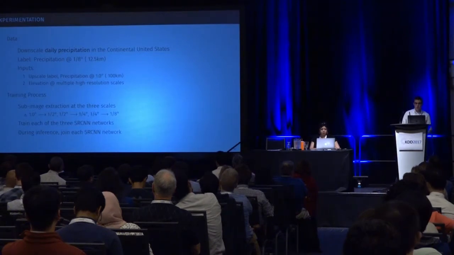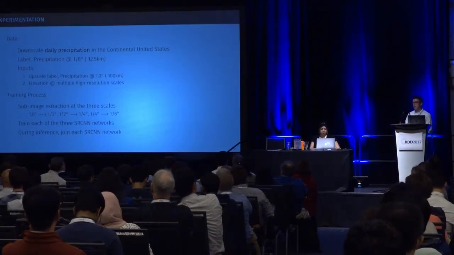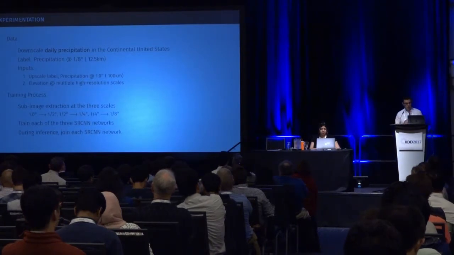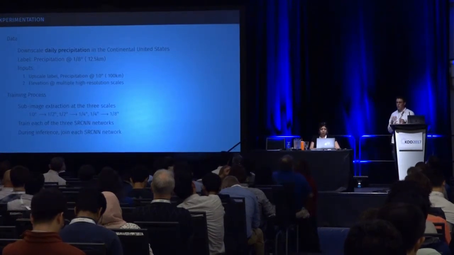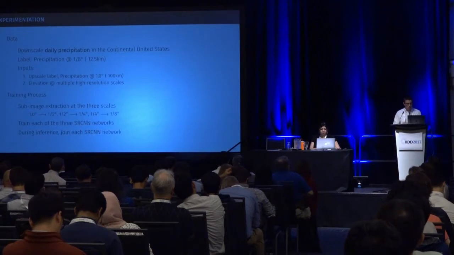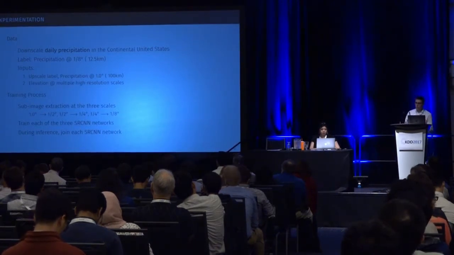For the training process, we trained each of these networks independently, right? So we had 3 networks that we stacked. We trained them independently. So we do sub-image extraction to train the model. We just extract 31 by 31 images out of it. And we train each of these networks. And then during inference, we can actually stack the networks together, do one feed-forward pass, and then we get our output.